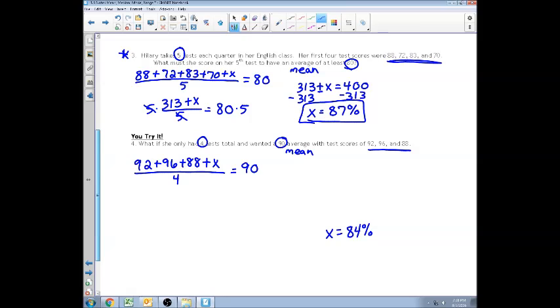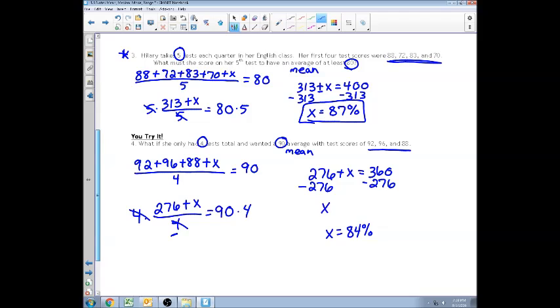When I add up 92, 96, and 88, I'll end up with 276 plus x, because I still don't know what her 4th score is going to be. Divide that by 4. It would be equal to 90. I need to get this 4 out of the denominator, so I will do the opposite. So multiply by 4, multiply by 4. These 4's cancel. That would leave me with 276 plus x equals 90 times 4, which is 360. I would subtract the 276 because it's the opposite of adding. X would equal the 84%.